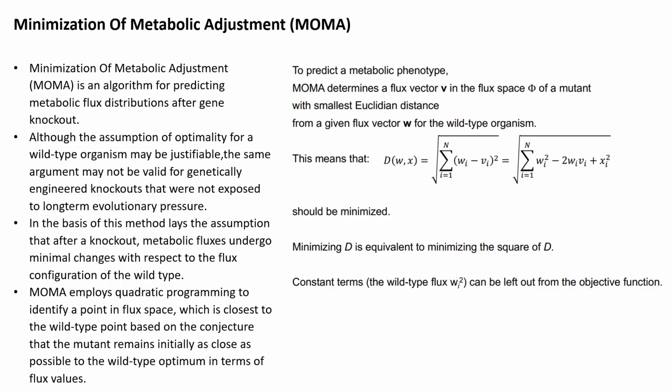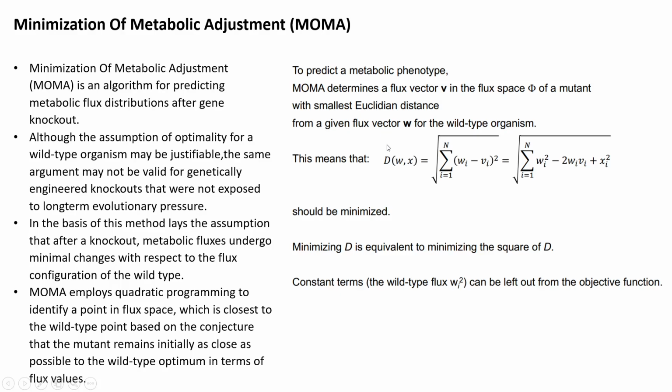Now, coming back here, to predict the metabolic phenotype, MOMA determines a flux vector V in the flux space of a mutant with the smallest Euclidean distance. I hope you all know what Euclidean distance is, which is basically the difference in the x coordinate squared, plus the difference in the y coordinate squared, plus the difference in the z coordinate squared, and you take the root. It's the simplest distance metric possible.